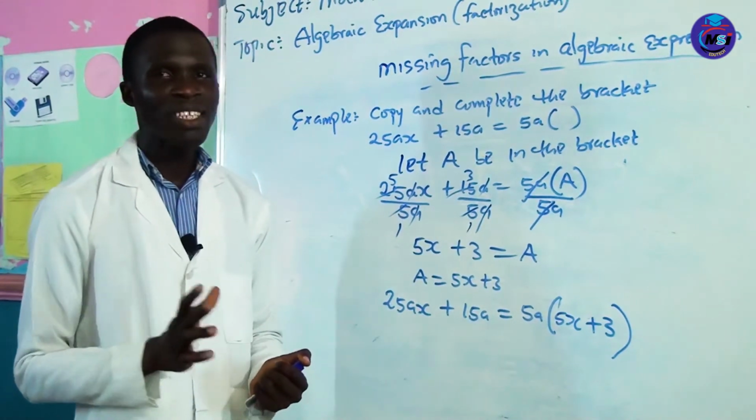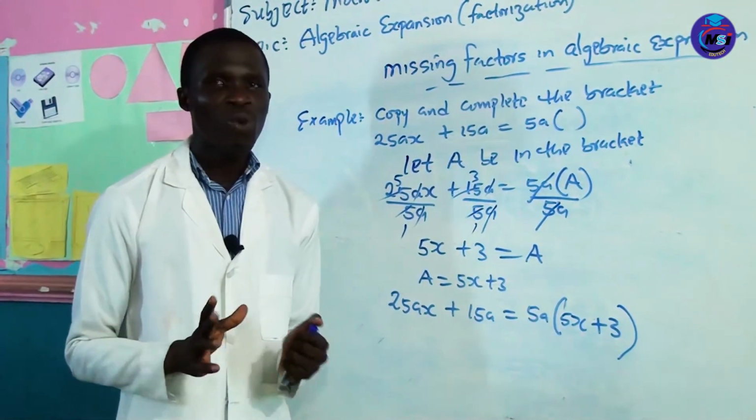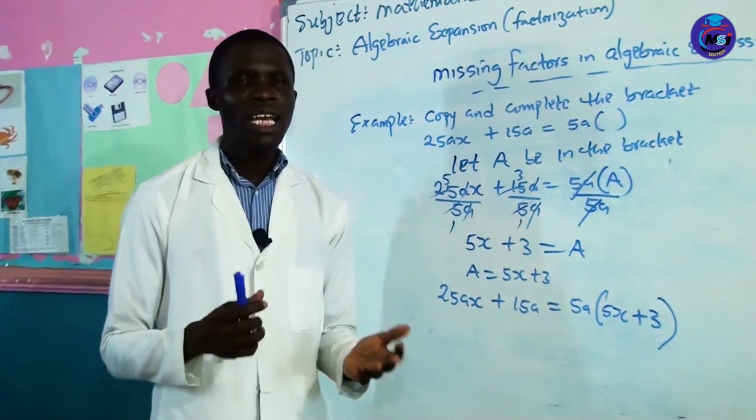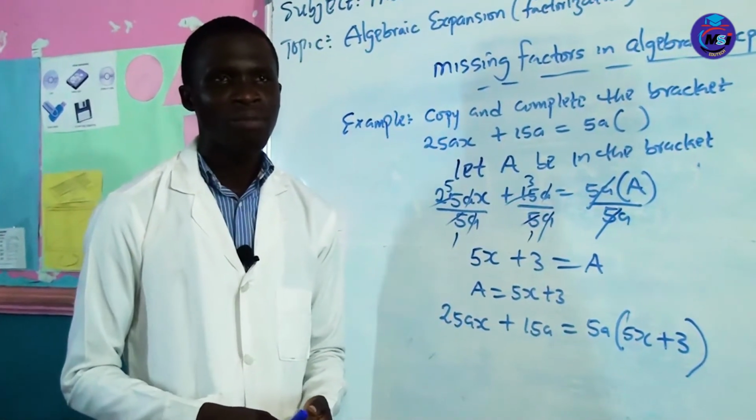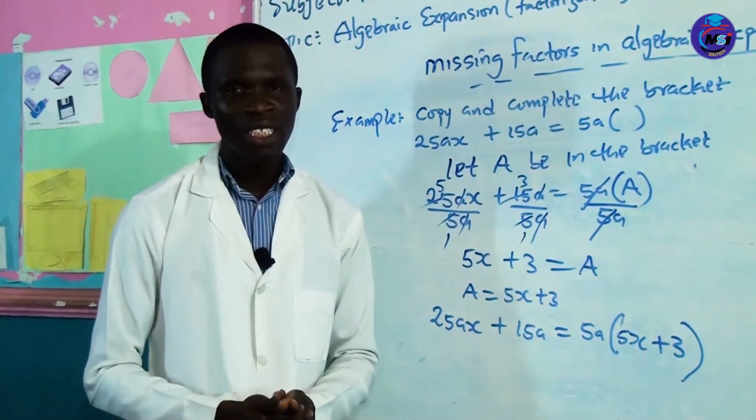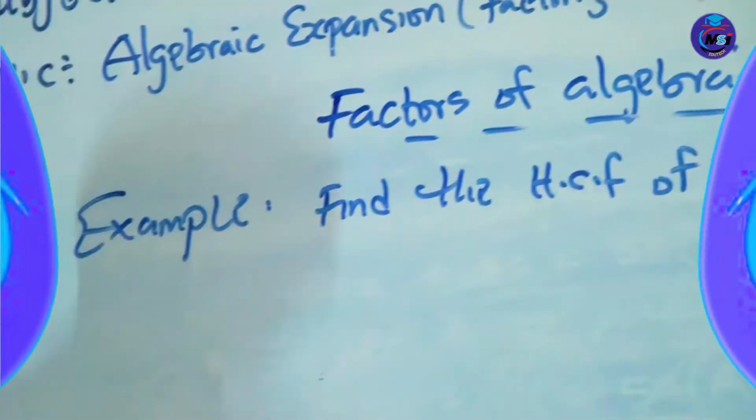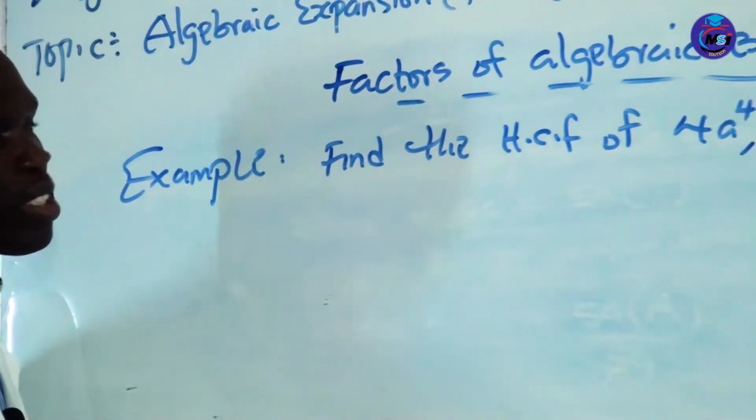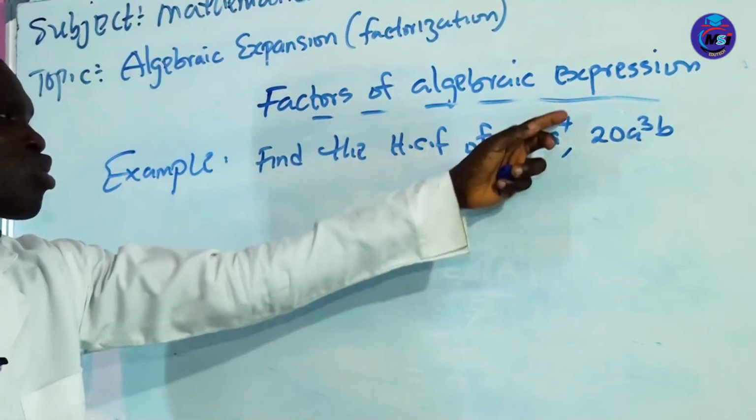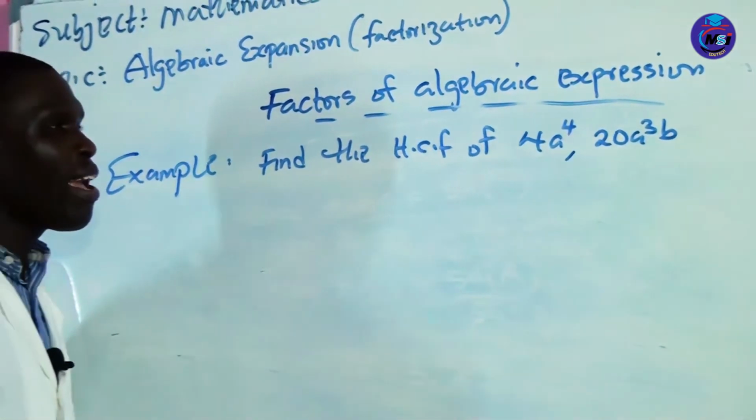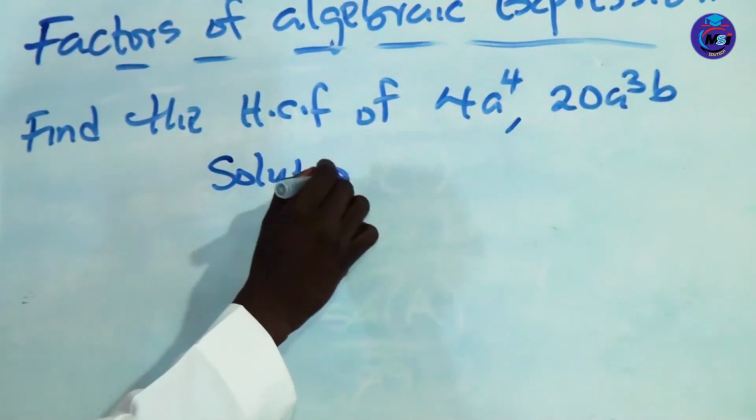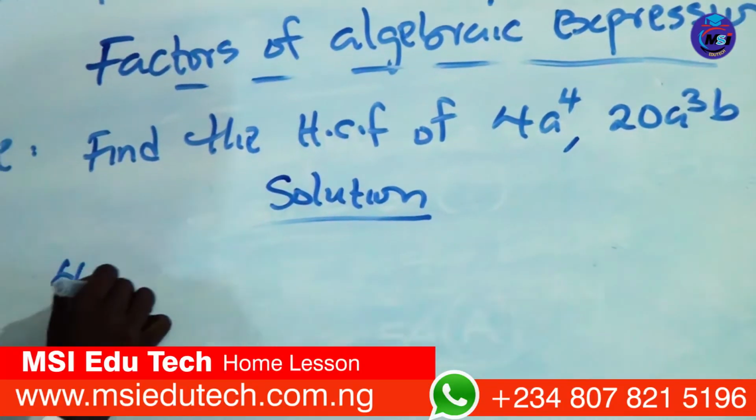Now let's go to the last part of this class. We want to look at how to find the HCF and LCM in algebraic expressions. That is the last part for this class. Now we want to look at factors of algebraic expressions. Example, find the HCF of 4a raised to the power 4 and 20a cube b. Okay, let's solve this together. We have 4a raised to the power 4.